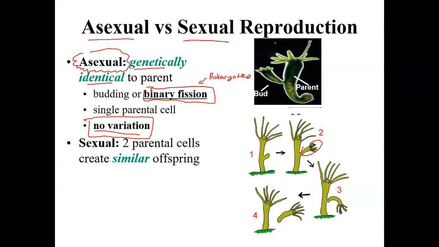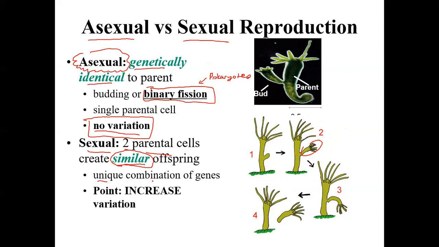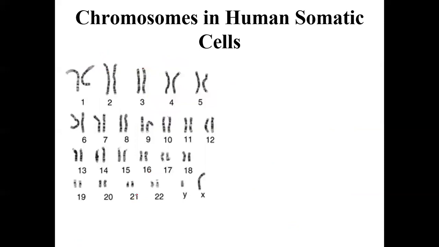Now, in sexual reproduction, basically you have two parental cells. They create similar offspring. Now, again, similar in the sense that they're going to be the same species. They're going to have a lot of the same genes, but it's going to be a unique combination of genes. Some genes that you inherit from the mother are going to be dominant. Some genes from the mother are going to be recessive, and vice versa for the dad. Some of the dad's genes or the male genes are going to be dominant. Some are going to be recessive. But the point is to increase variation.